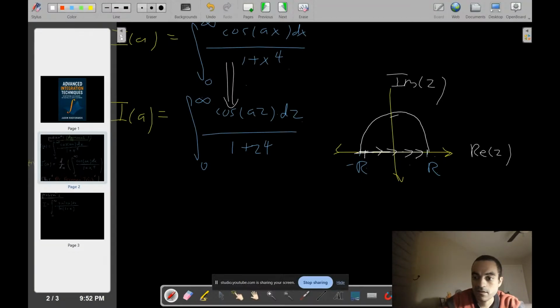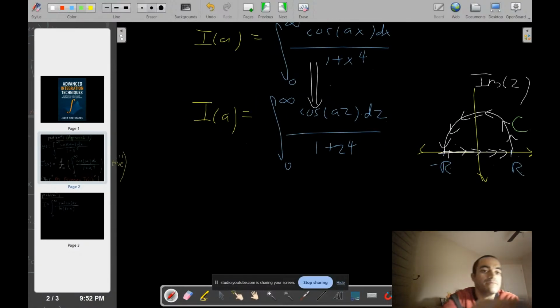Minus r to r, and it moves in a counterclockwise fashion on the upper arc of the semicircle. I'll call this C. C for contour. So capital C for the contour that was chosen.